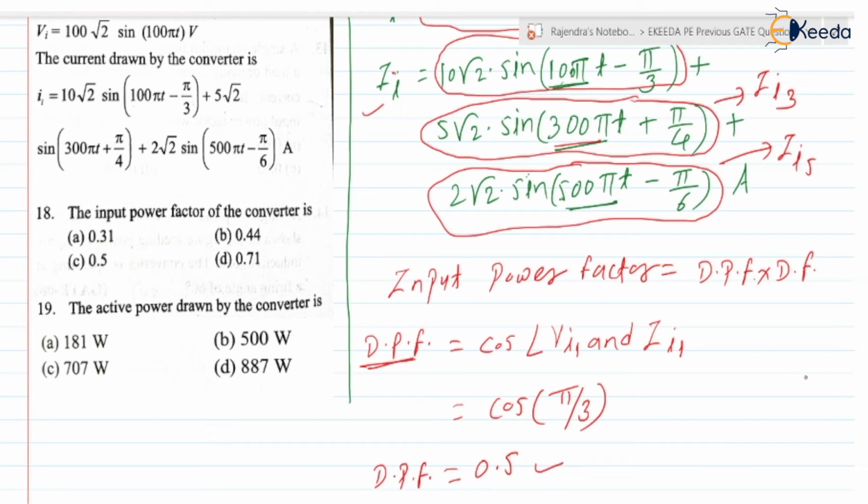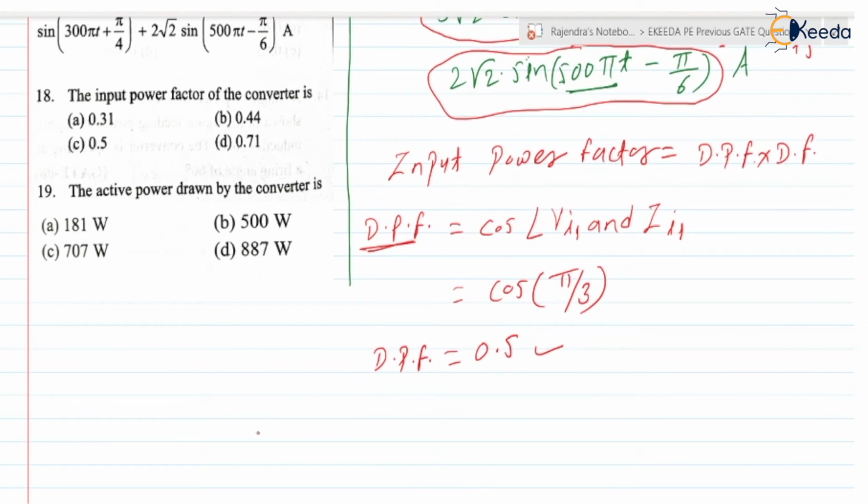Next, can we find the distortion factor? The second is the distortion factor. DF is equal to what? It is the ratio of the RMS value of the fundamental component of current, that is ii1.